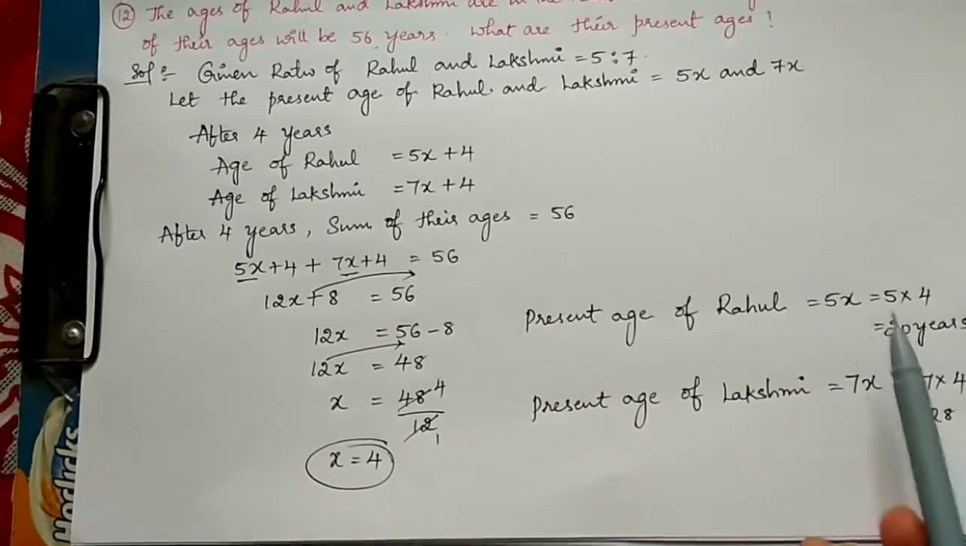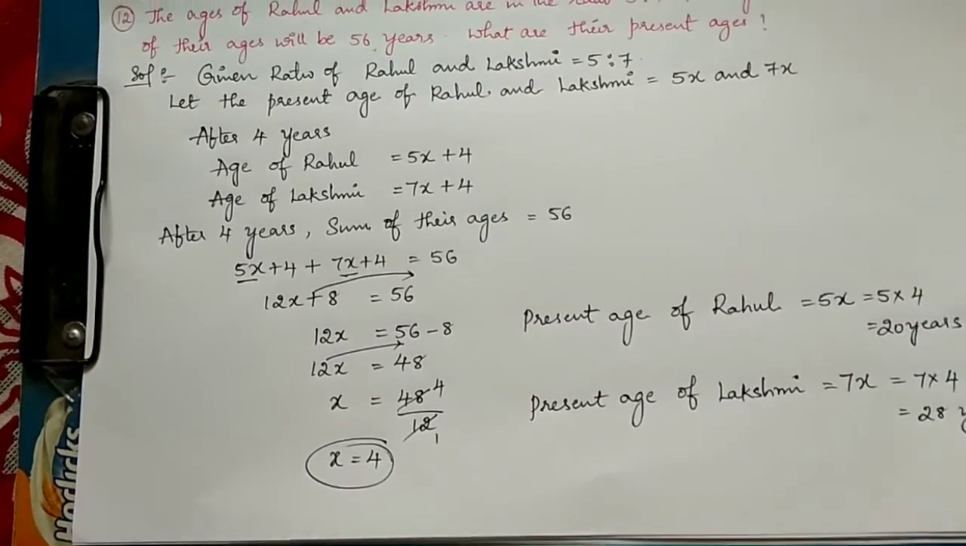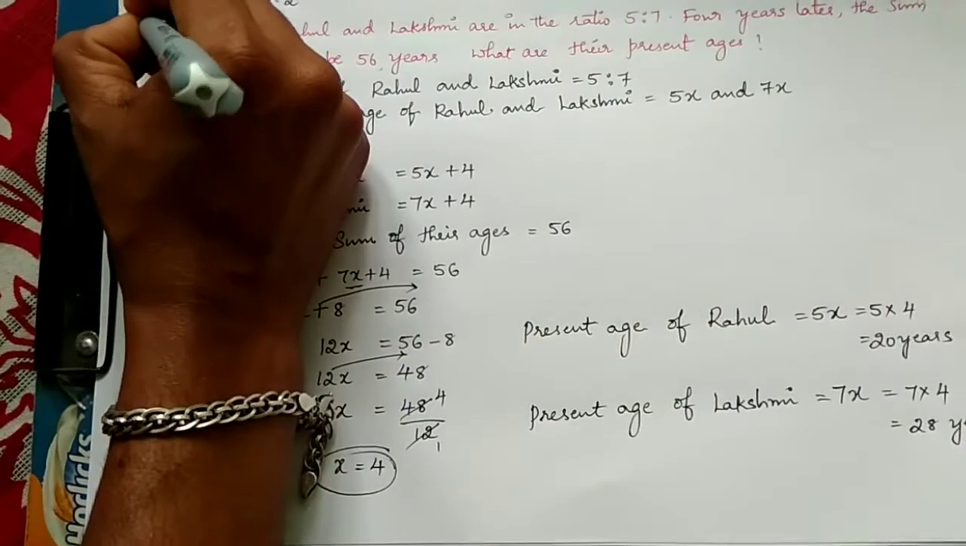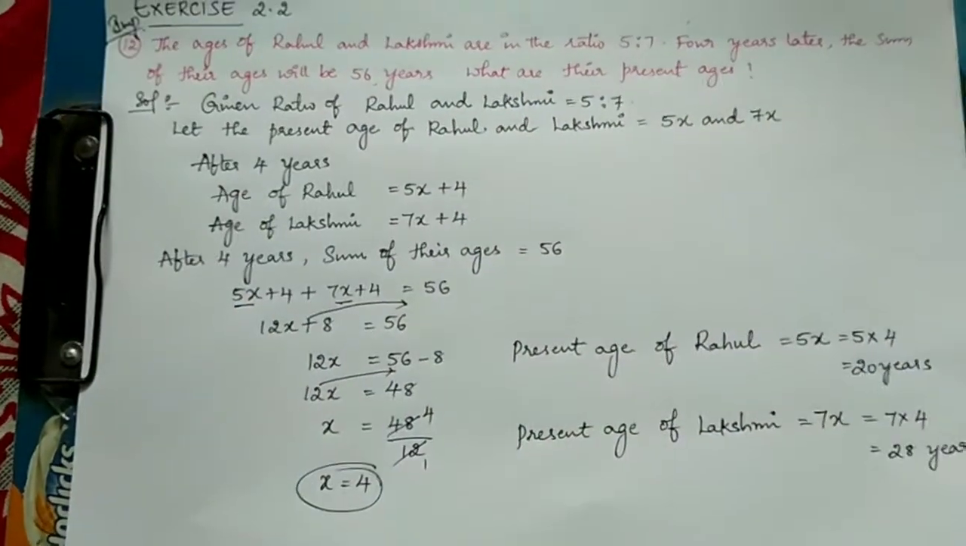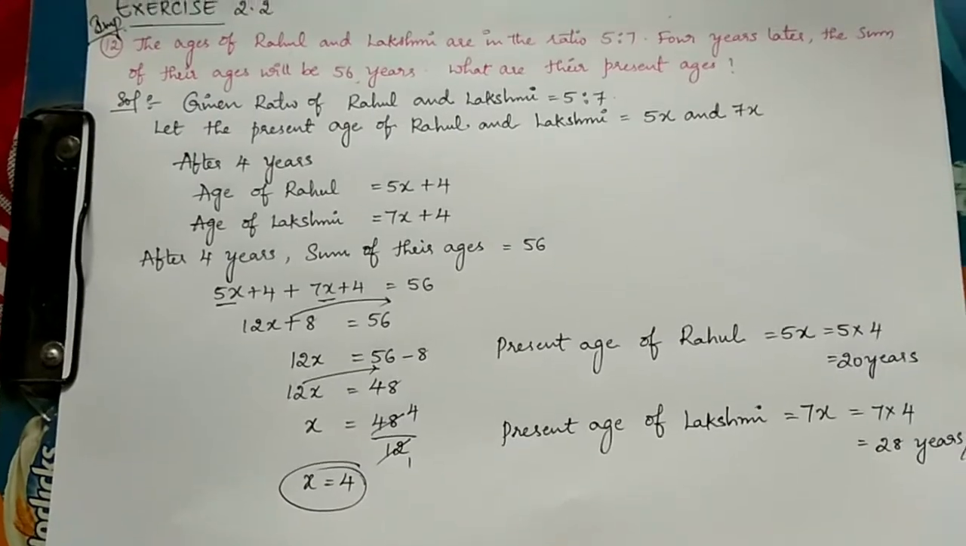So this is what we had to find, the present ages of Rahul and Lakshmi. The present age of Rahul is 20 years and the present age of Lakshmi is 28 years. So this question is very important. Age problems are very important. Okay, we'll see the next question.